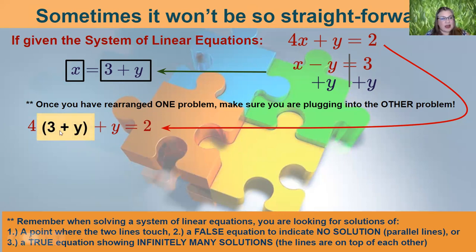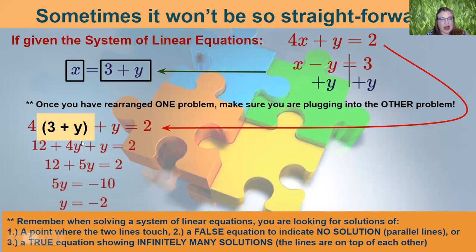So again, because we have the parentheses, this is 4 times 3 plus y, and we use distributive property. 4 times 3 is 12. 4 times y is 4y. So we're going to get 12 plus 4y, and then we didn't touch this, so it comes down plus y equals 2. Now we combine like terms. 4y plus y is 5y. So we have 12 plus 5y equals 2. Now we're going to subtract 12 from both sides so we can get this 5y by itself.